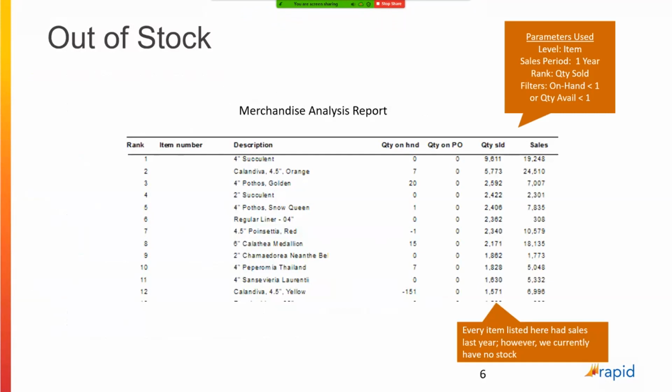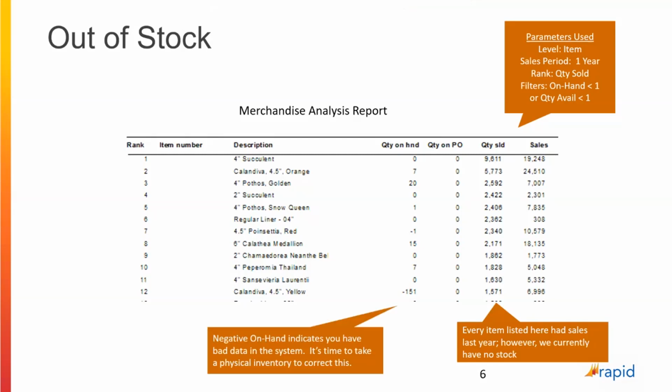What we're looking at is that the top 12 lines of this report have very high sales. We had significant sales of these items, but based on that, we know we're out of stock on all of these. So the 4-inch succulent, we have 0 in hand, but we sold 9,600 in the last 12 months.